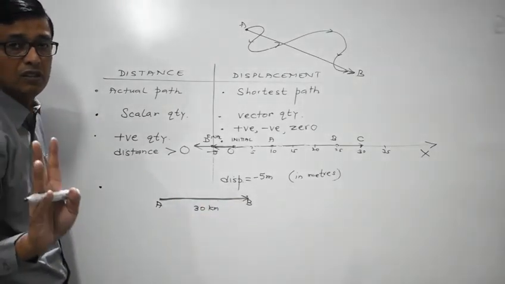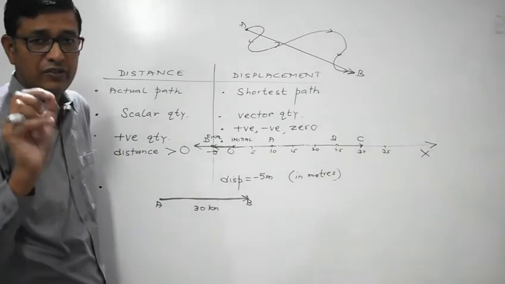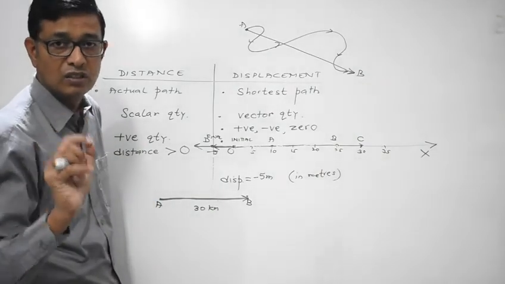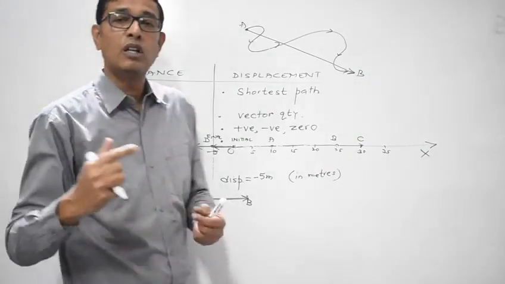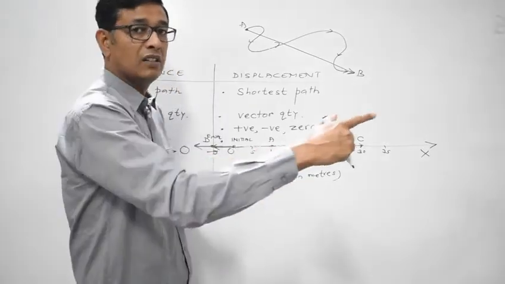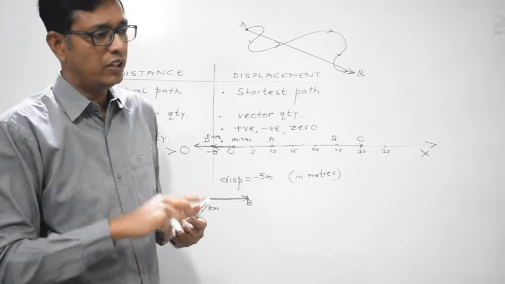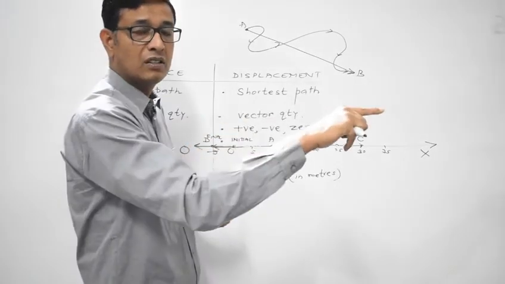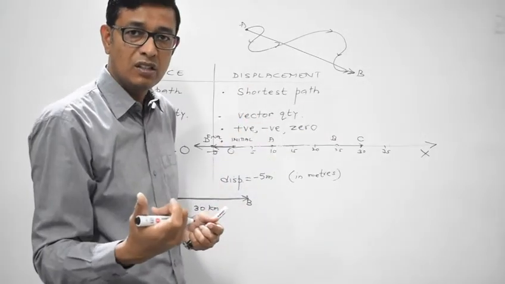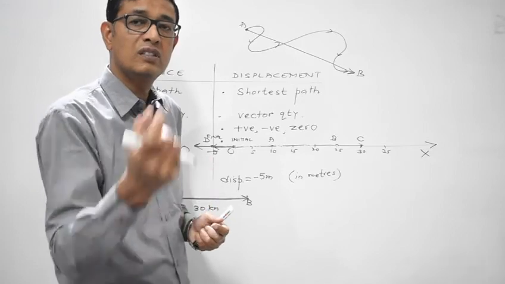So remember, this is a very, very important point. Please mark my words. Whenever a body moves along a straight path, that is, I am talking about one-dimensional motion, the distance covered by the body is equal to its displacement.